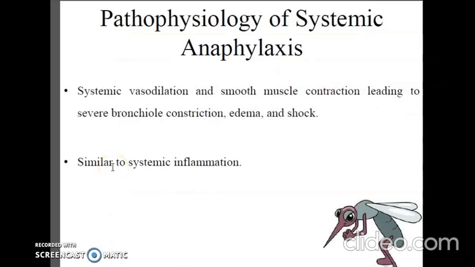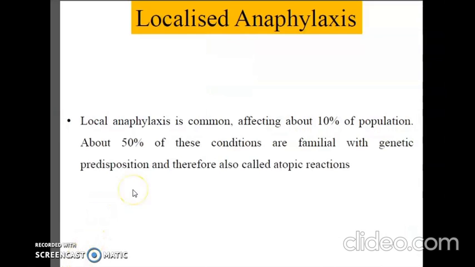Systemic anaphylaxis results in vasodilation and smooth muscle contraction, leading to severe bronchial constriction, edema, and shock, and this is similar to systemic inflammation. Another kind of anaphylaxis is localized anaphylaxis. It is common and it affects about 10% of the population. About 50% of these conditions have a genetic predisposition, and therefore it is also known as atopic reactions. So localized anaphylaxis is also termed as atopic reaction.